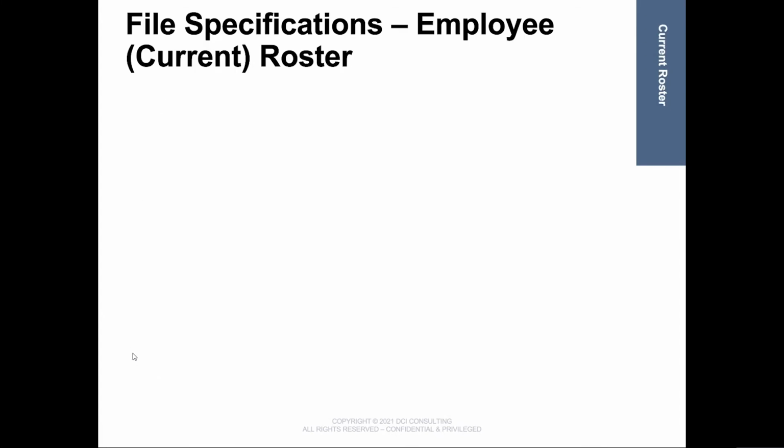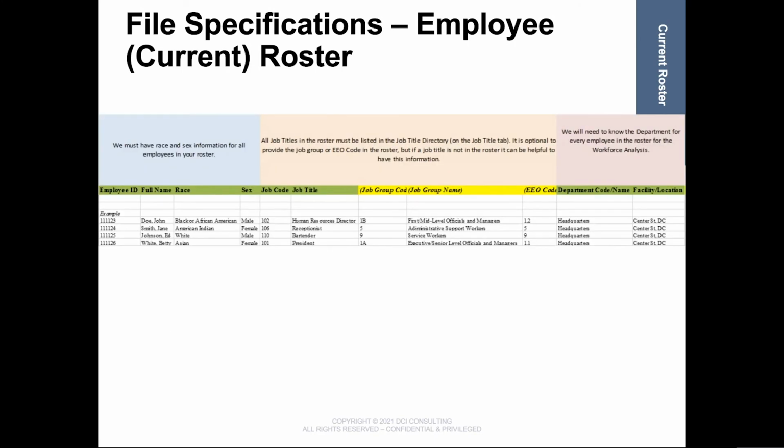All right, so let's look at this template that we talked about. So the template, it's got multiple tabs. There's explanations on each tab of what you need to do. So this is the employee roster tab. So you'll see in the big boxes at the top, it's going to tell you why you need certain information and what you need it for.